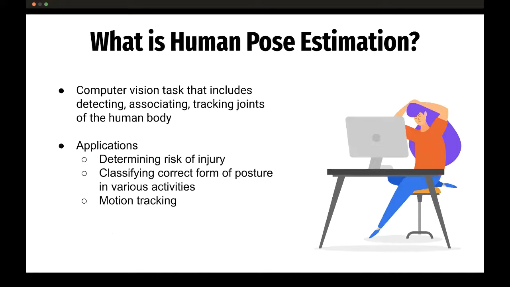So what exactly is human pose estimation? Well, human pose estimation consists of a task of computer vision that focuses mainly on detecting, associating, and tracking joints of the human body. This can be applied to many different fields, such as determining the risk of injury in many cases, such as sports, classifying the correct form of posture in various activities, as you'll be seeing later in this presentation. We did planks, but also cycling, walking, etc., and also motion tracking.